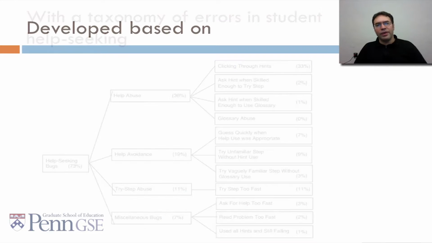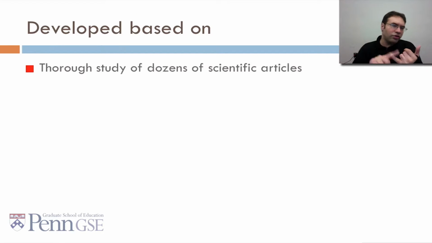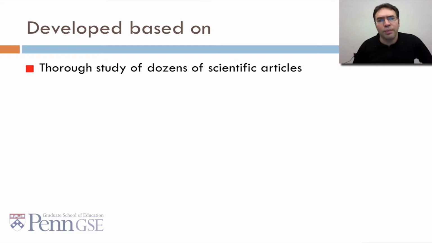This model was developed based on a pretty thorough process. First of all, Aleven and his colleagues did a thorough study of dozens of scientific articles. The resultant review paper, which was published in 2003, a really landmark review in help seeking, reviewed around 300 different articles on how students seek help both in online and offline learning. So Aleven and his colleagues really got a deep understanding of the construct they wanted to model.